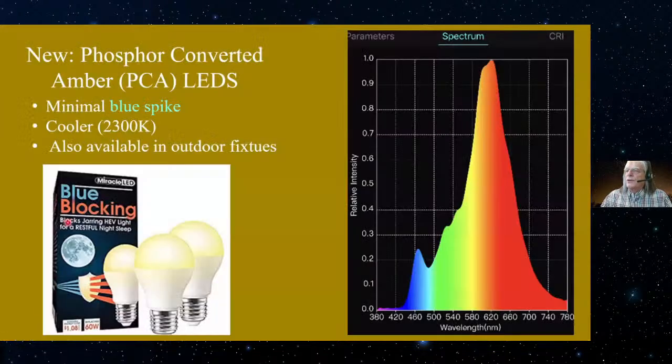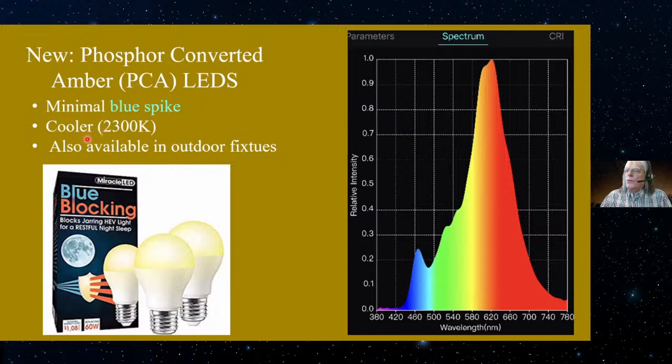For indoor lights, there's also a solution. And this is actually becoming available for outdoor fixtures as well. It's called phosphor converted amber. And here's a spectrum I took of some of these bulbs in my own house, and you see the blue spike is just about gone. Where'd it go? They don't filter it. Inside these is an LED, and the bulb is coated with a phosphor that preferentially receives this blue light and re-emits it in the yellow orange. And these have a wonderful warm feeling, and they don't have that blue spike that bothers you.